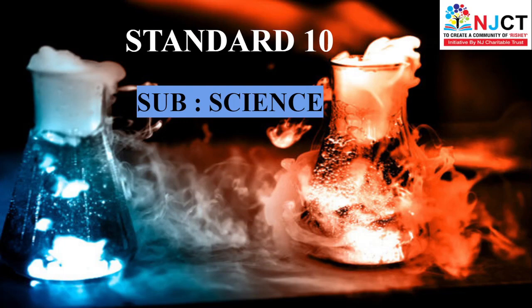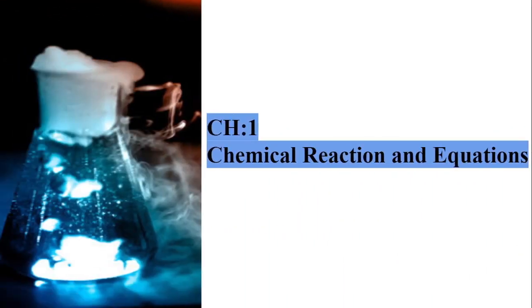Here, we are starting the series of videos of the Standard 10 subject Science. So, let us start the series with Chapter 1, Chemical Reactions and Equations. In this chapter, we will learn how substances change form. That is the biggest point of this chapter, and we will also learn about chemical reactions and chemical equations. First of all, we will see what a chemical reaction is in real life.